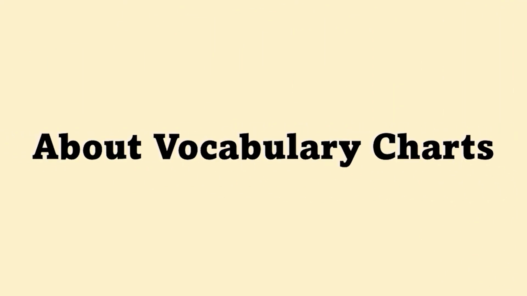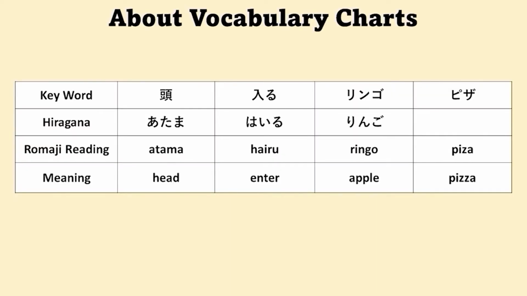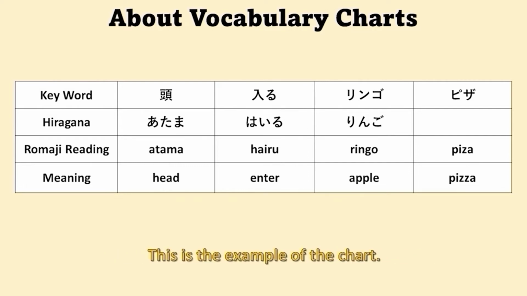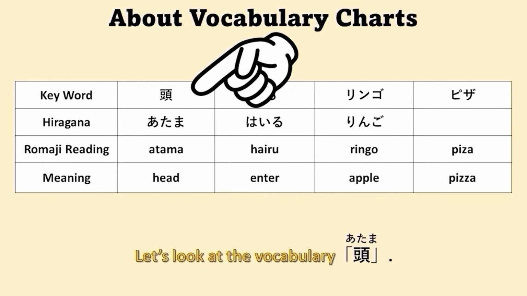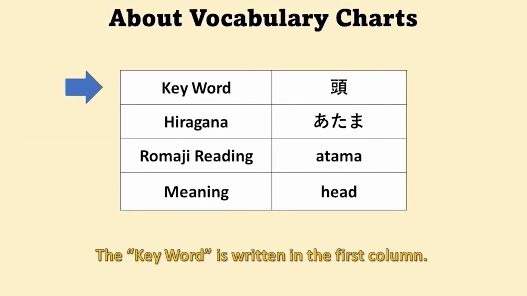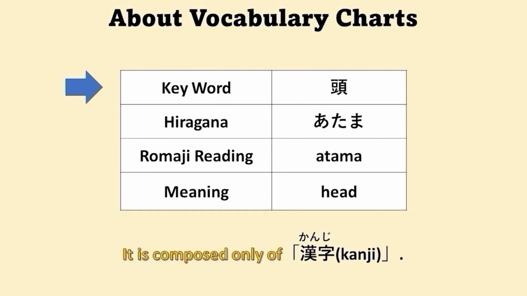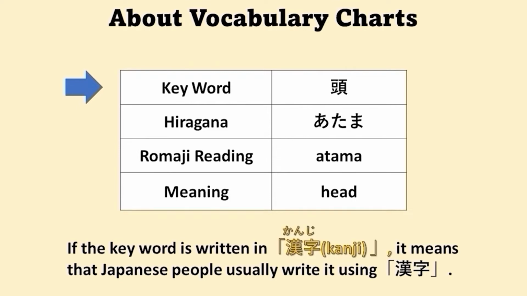About vocabulary charts. In our videos, we often show vocabulary charts. This is the example of the chart. Let's look at the vocabulary. atama. The keyword is written in the first column. In this chart, the key word is atama. It is composed only of kanji. If the key word is written in kanji, it means that Japanese people usually write it using kanji.